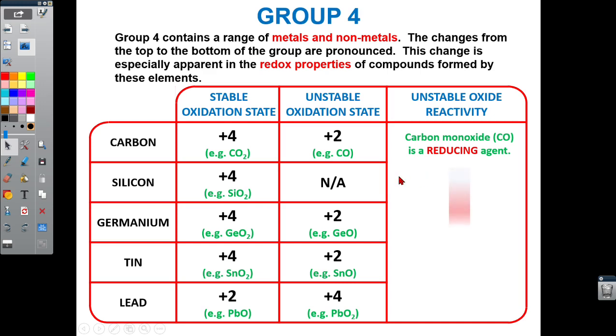By the time we get to the bottom of the group, however, the lead unstable oxidation state +4, lead 4 oxide, wants to become lead 2 oxide. It wants to be reduced itself, and in so doing it behaves as an oxidizing agent. And so lead 4 oxide is quite reactive and behaves to oxidize other compounds, and we'll take a look at that. So what we're going to focus on now then, in the next couple of slides, is how carbon monoxide behaves as a reducing agent, what the bonding in carbon monoxide is and how it behaves as a reducing agent. We're also going to look at the bonding in lead 4 oxide and how that behaves as an oxidizing agent.